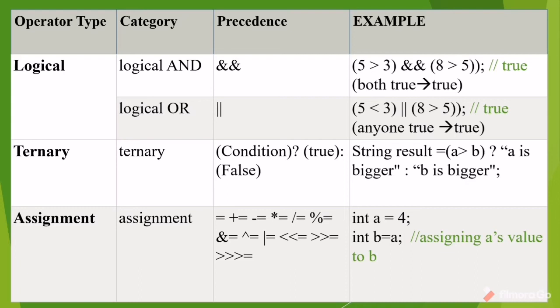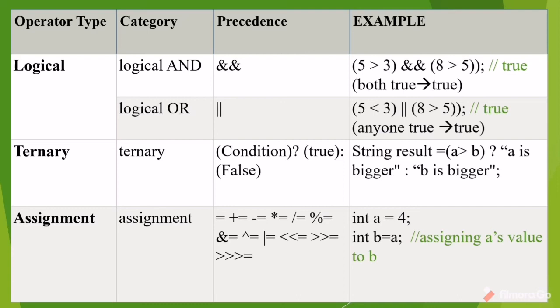Then ternary operator. How to write the ternary operator means we need to write the condition first, then one question mark. After the question mark we need to keep what it should print when it is true and what it should do when it is false. Example, String result = a > b. So that is the condition we are checking and the question mark is kept. After that, "a is bigger". So it should print a is bigger when it is true. If it fails then we should print b is bigger.